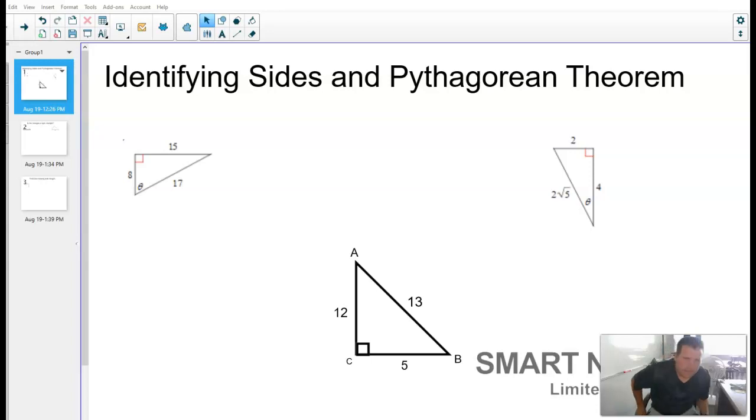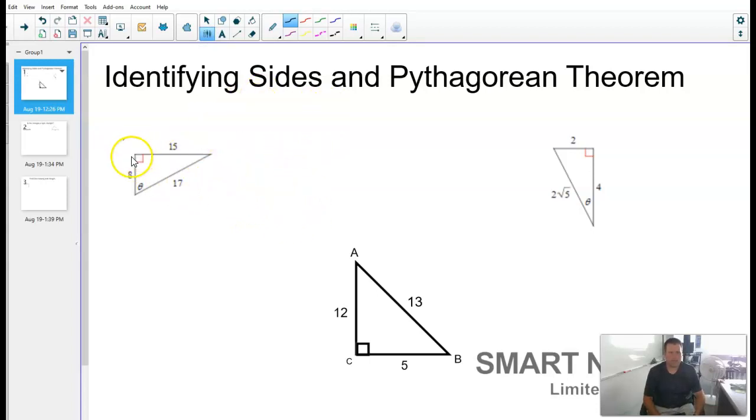Okay, we're going to look at some stuff with triangles. This unit's all about triangles and some new stuff, but this first idea is just a review idea with the Pythagorean theorem, but identifying sides. So we're going to start with sides. Everything that we do in this unit is dealing with right triangles.